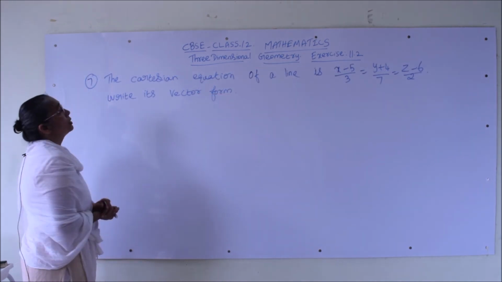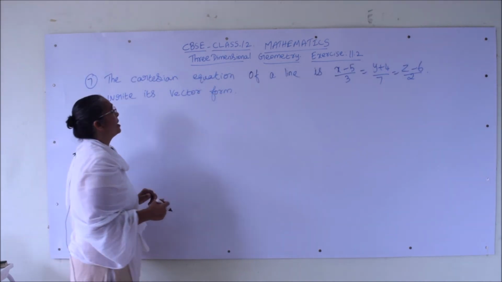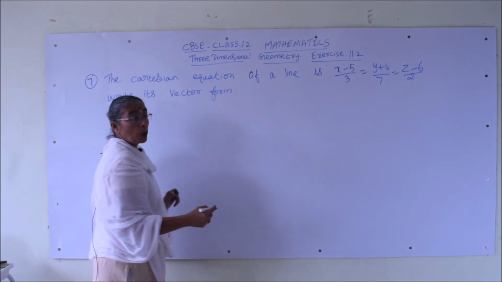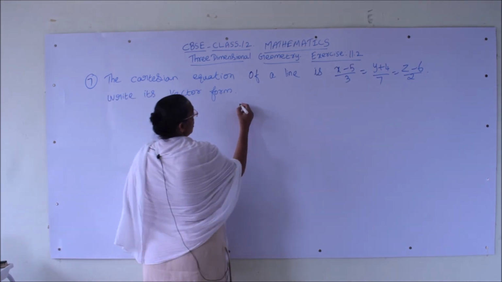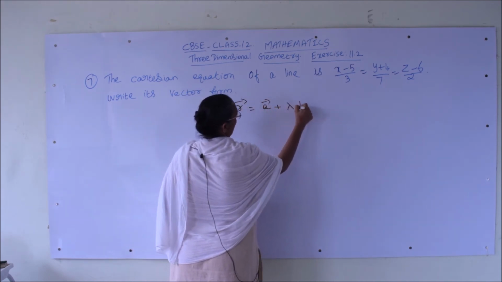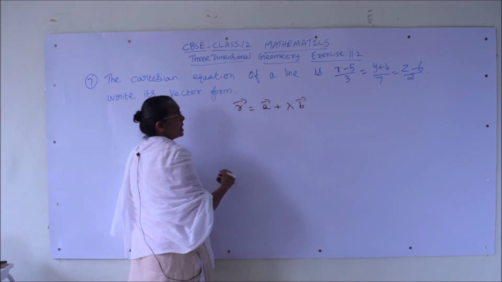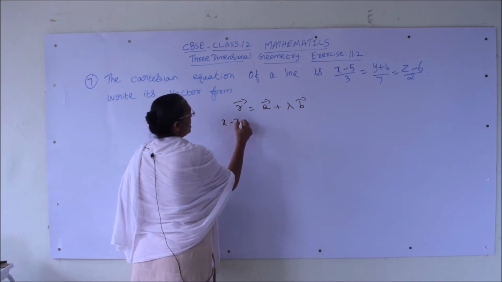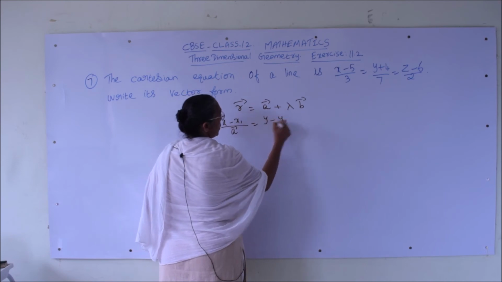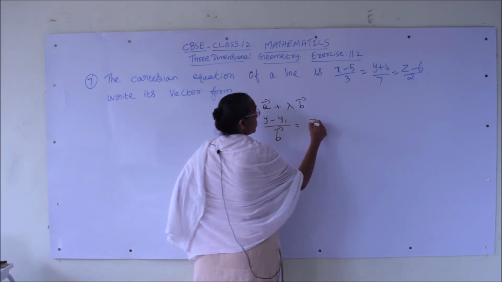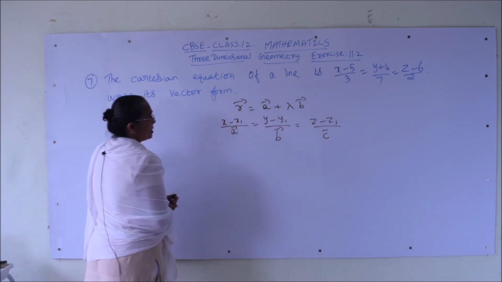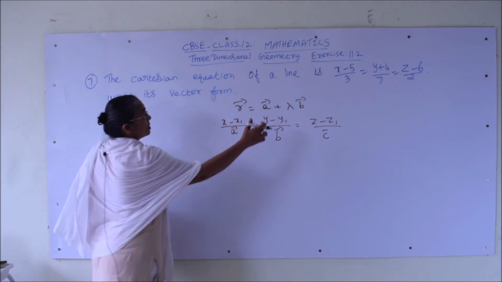Seventh problem: the Cartesian equation of a line is given, find its vector form. In the previous two problems we discussed this. The vector form of an equation is r vector equals a vector plus lambda b vector. Its corresponding Cartesian equation is (x minus x1)/a equals (y minus y1)/b equals (z minus z1)/c. Here a, b, c are nothing but the DRs of the b vector.